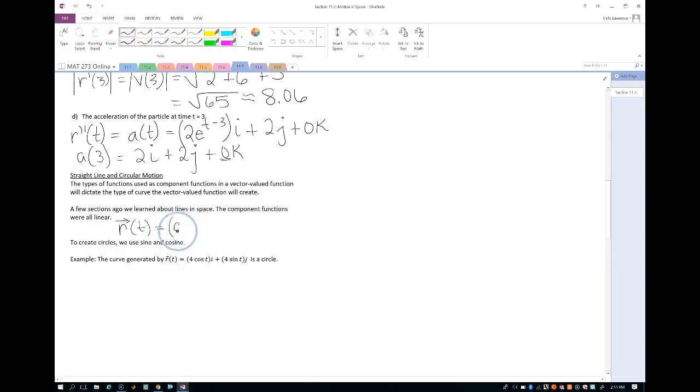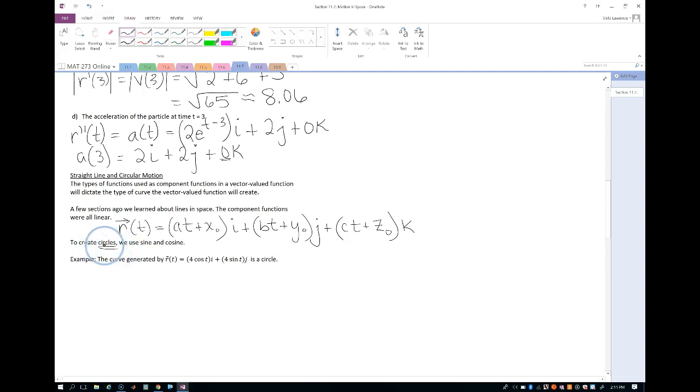If you remember, for a line in space, we take the component from our direction vector times t plus the x coordinate from a position vector. And we do this for each of our components. And if you look at what types of functions I'm using here for my components, these are all linear functions because we have t to the first power. So if all your component functions are linear, it's just going to form a straight line. Another one that we see quite a bit is circles.